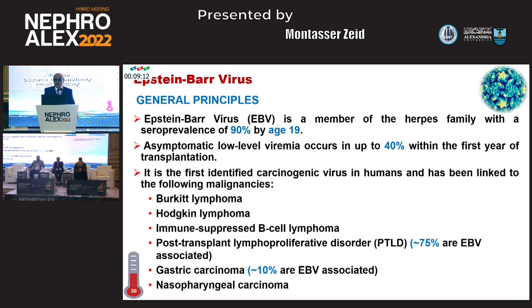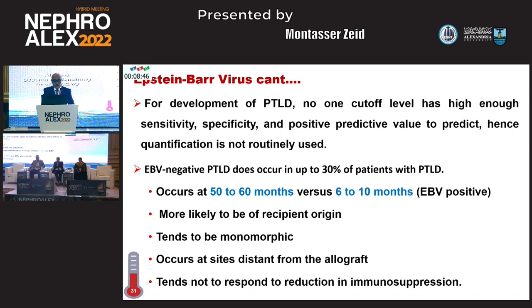It is a member of the herpes family with a seroprevalence of about 90%. Asymptomatic low-level viremia occurs in up to 40% within the first year of transplantation. It is the first identified carcinogenic virus, resulting in a magnitude of cancers such as Burkitt's lymphoma, Hodgkin lymphoma, immune-suppressed B-cell lymphoma, post-transplant lymphoproliferative disorder, gastric carcinoma, and nasopharyngeal carcinoma. And for the development of post-transplant lymphoproliferative disease, no cutoff level has been defined.